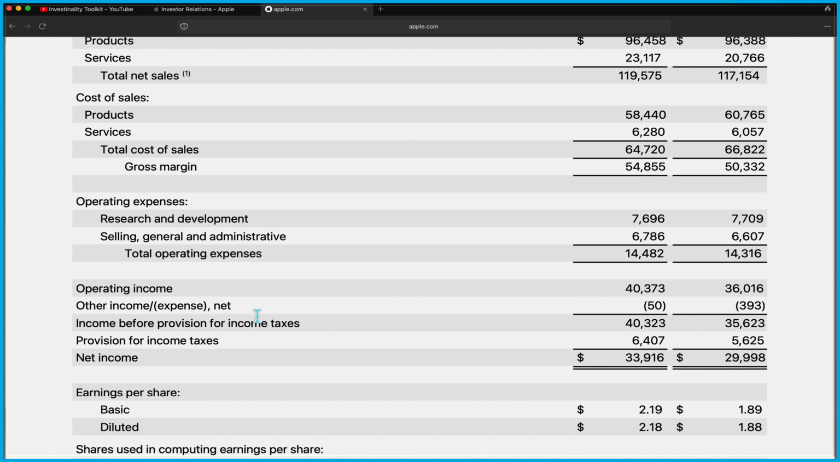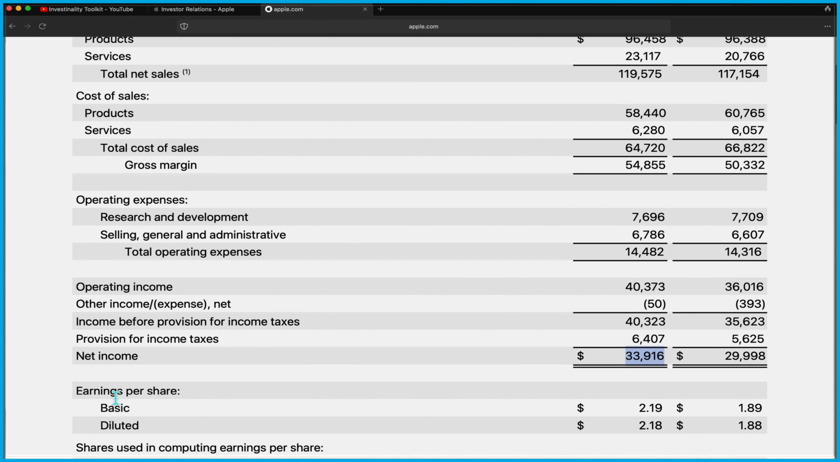Alongside that, Apple had other income or expenses. If it's in parentheses, and given that this $50 million is in parentheses, then this was a cost. So we subtract 50 from $40,373 million. This leads us to Apple's income before provision for income taxes of $40,323 million. Lastly, we incorporate the provision for income taxes, which was $6,407 million. So Apple's net income is $33,916 million. So that is going to be the earnings in our earnings per share value.